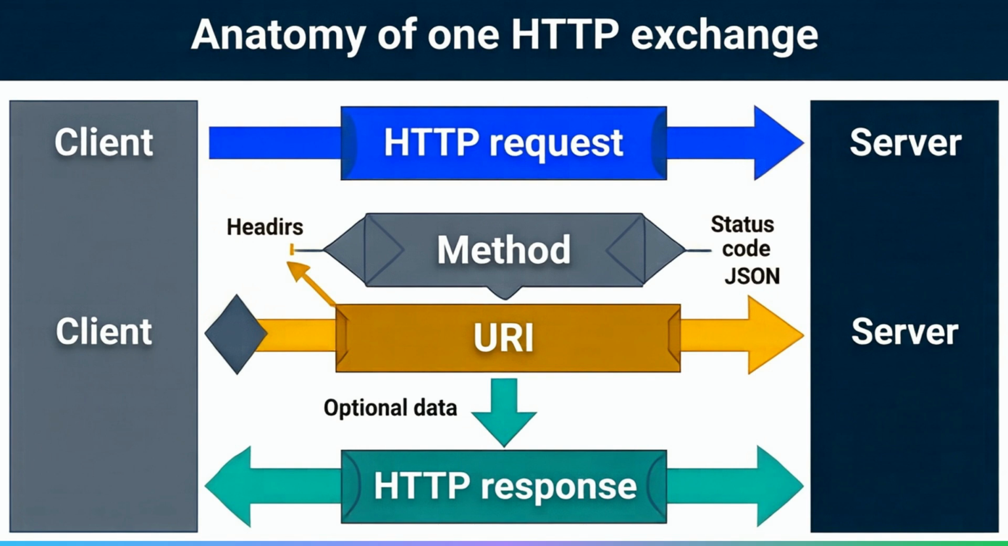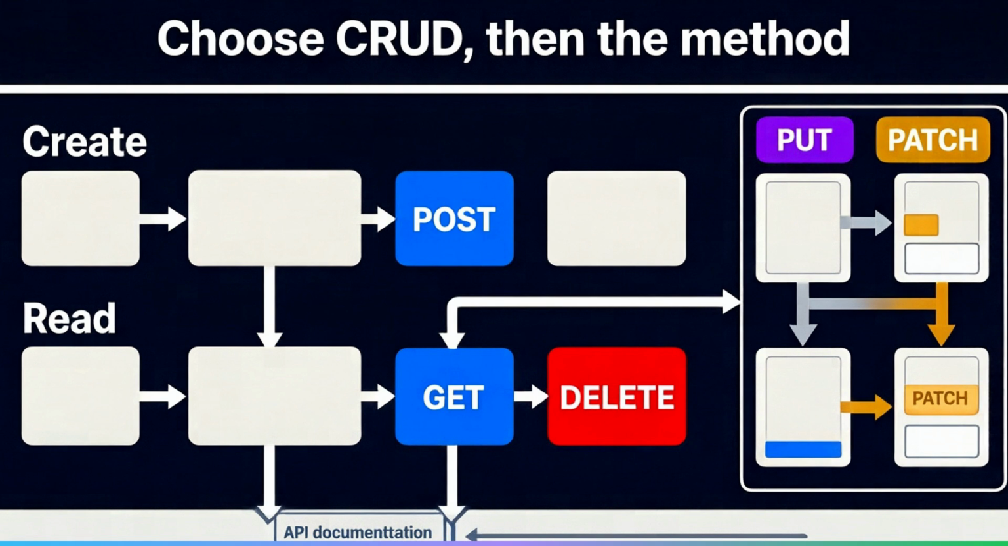CRUD is the shortcut. Create, read, update, delete. Common mappings are POST to create, GET to read, PUT to replace, PATCH to modify, and DELETE to remove. PUT replacement and PATCH modification are a useful distinction, but they are conventions, not a promise that every API behaves identically. Documentation defines the exact semantics.